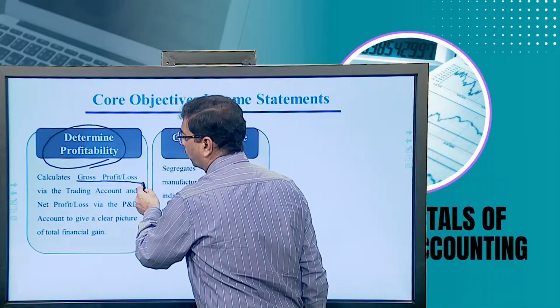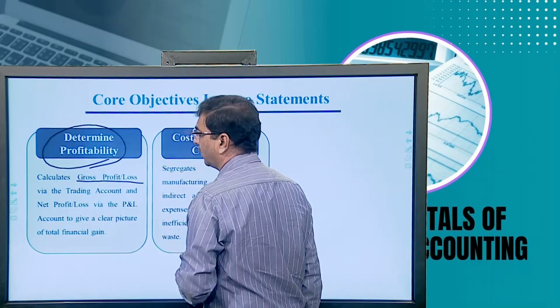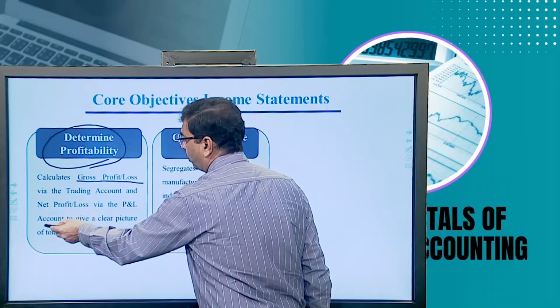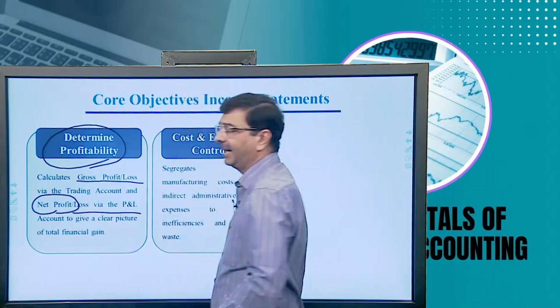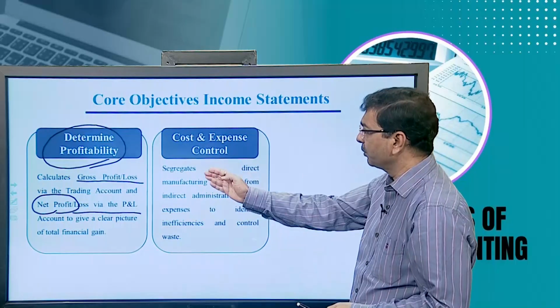First, through the trading account we will be able to know the gross profit and gross loss, and through the profit and loss account we would be able to get the net profit and net loss. So that is the first possibility.